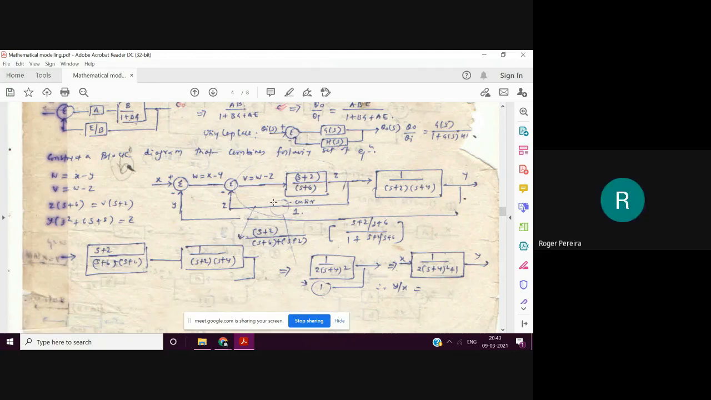Sir, I didn't understand about the unity function. Now see, the unity function will not affect the transfer function. In order to solve this, we have this summing point and this takeoff point, isn't it? So in order to solve this we are taking one unity block here in parallel to this.